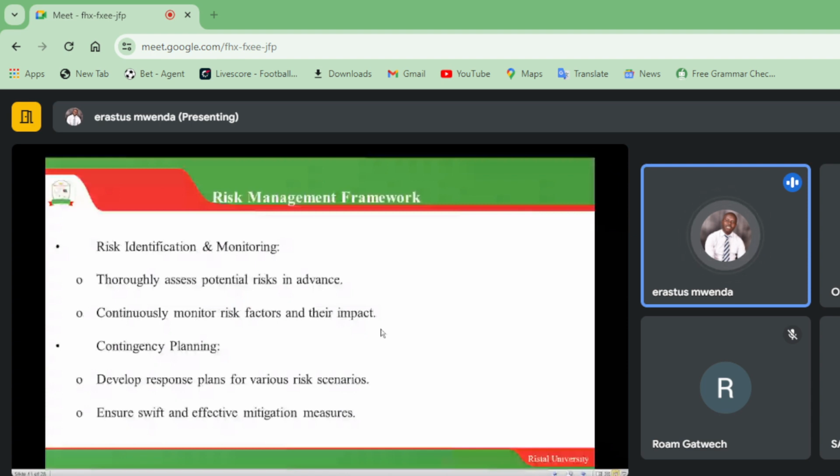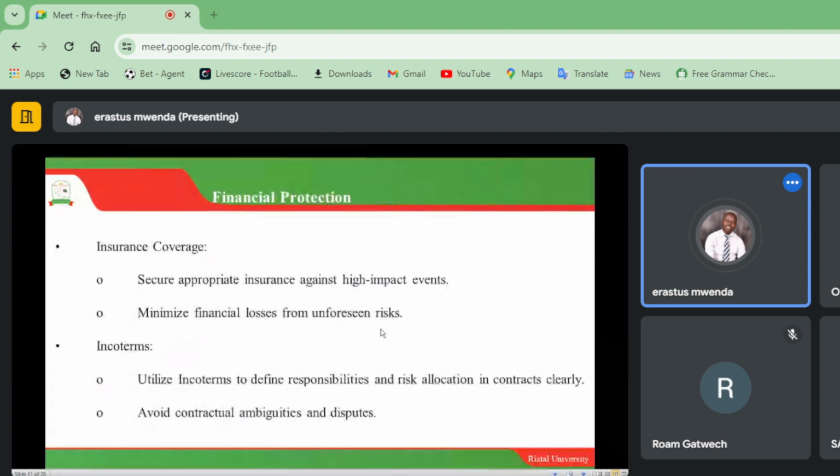Mitigation measures are just measures on how to be able to deal with the risk. You need to ensure that you are fast in regards to that. Now, when we are doing international purchasing, like we have said, it's a risky affair, and therefore you need to have financial protection. So how do we go about the issues of financial protection?